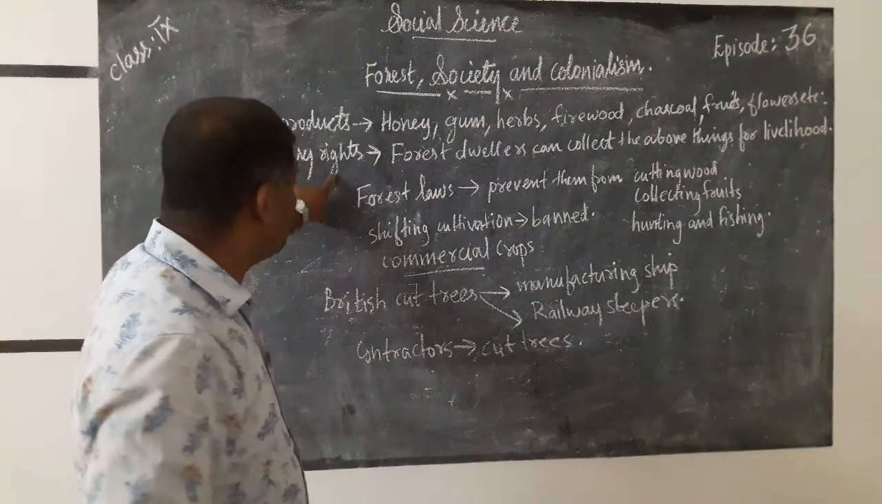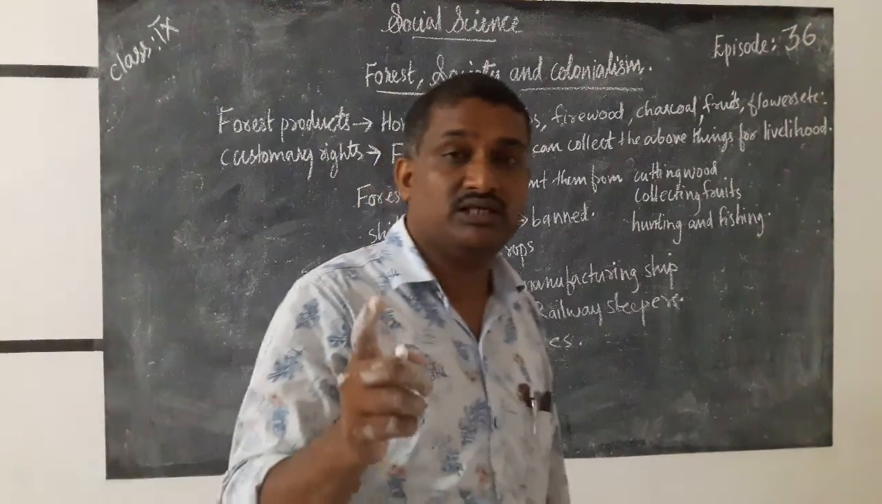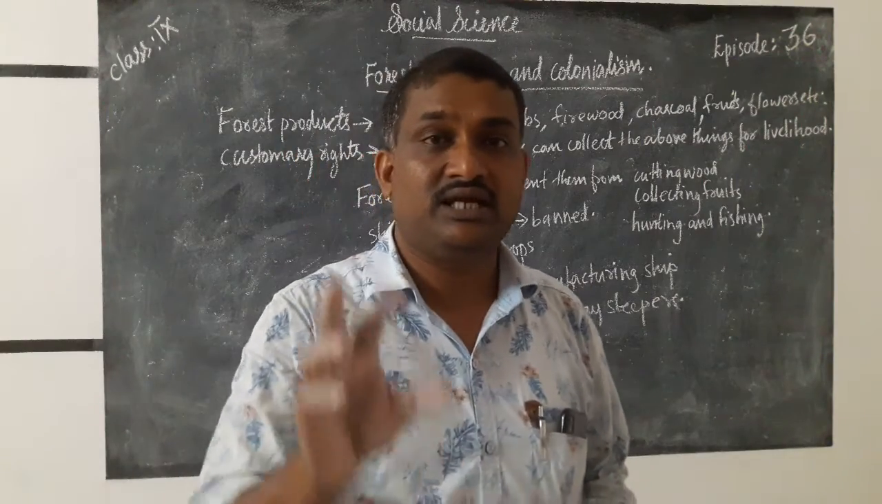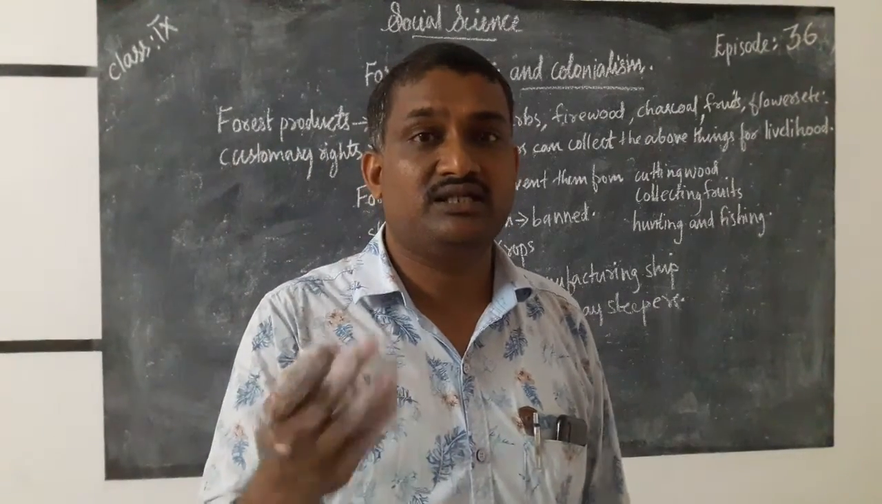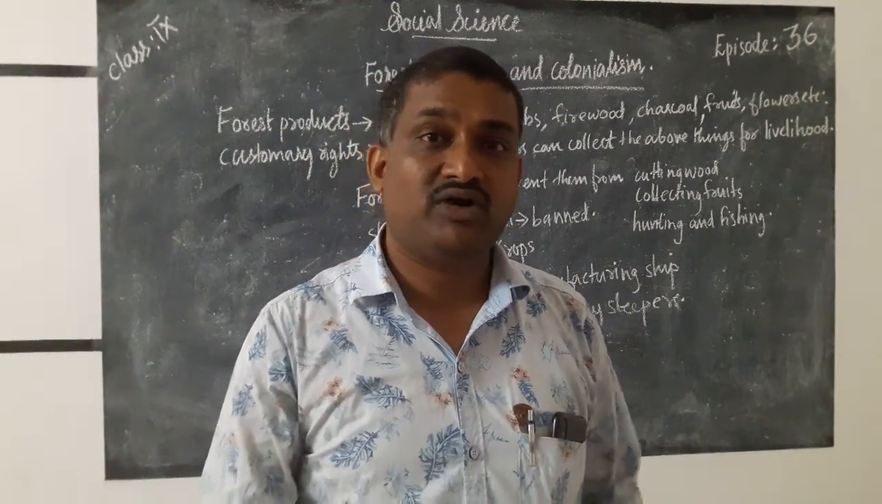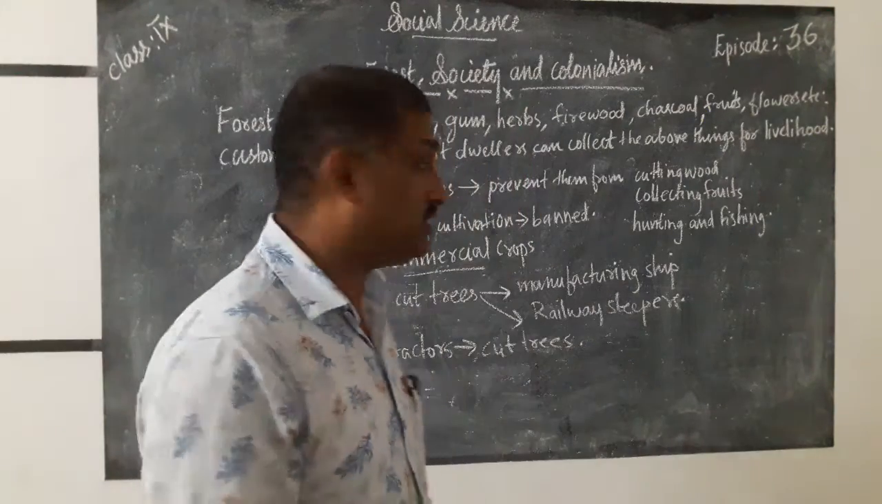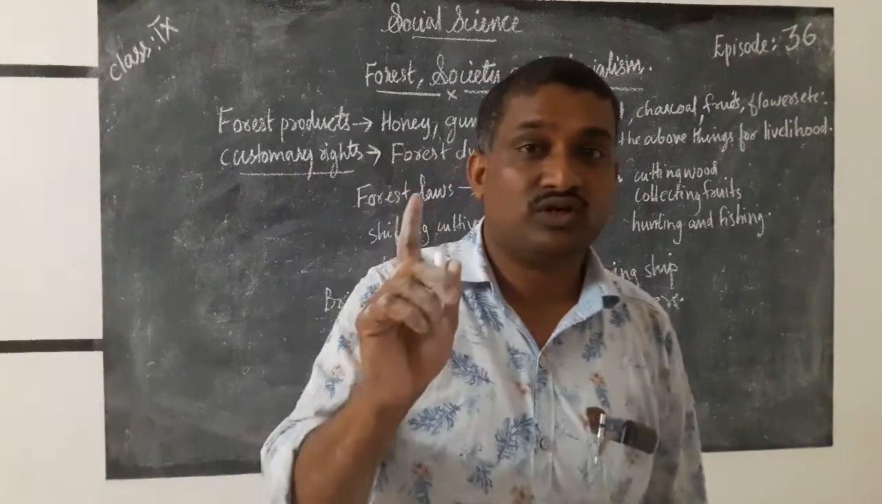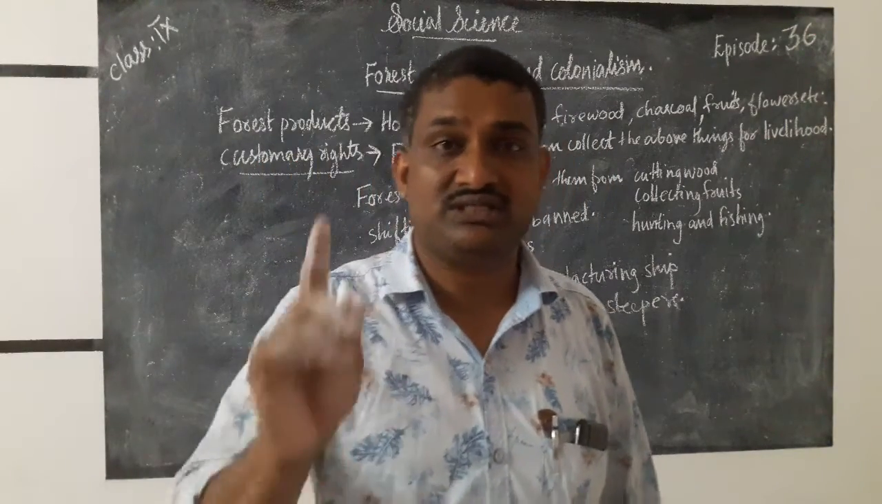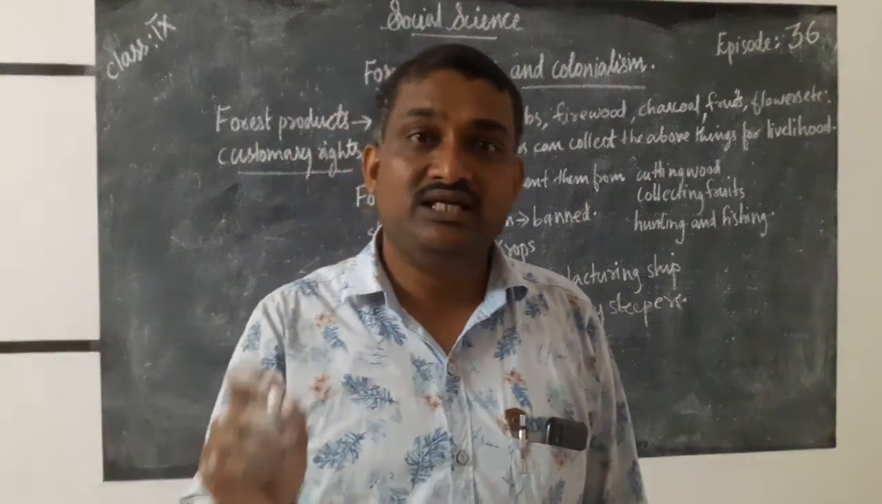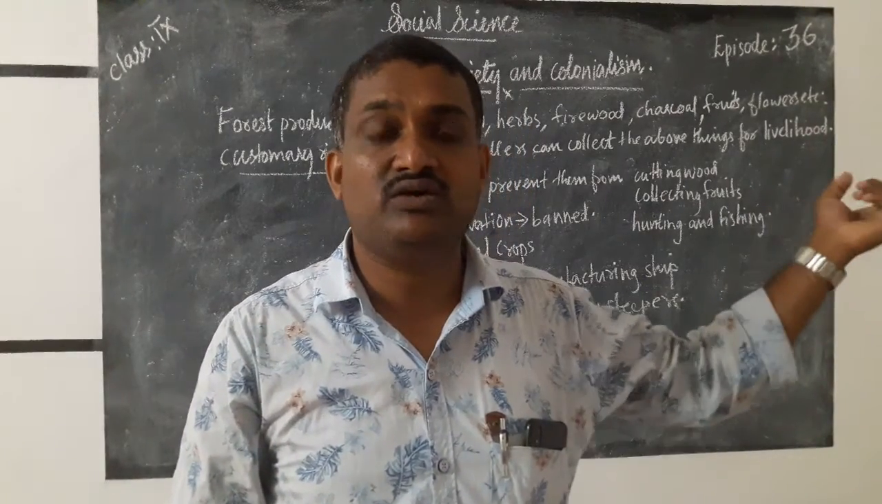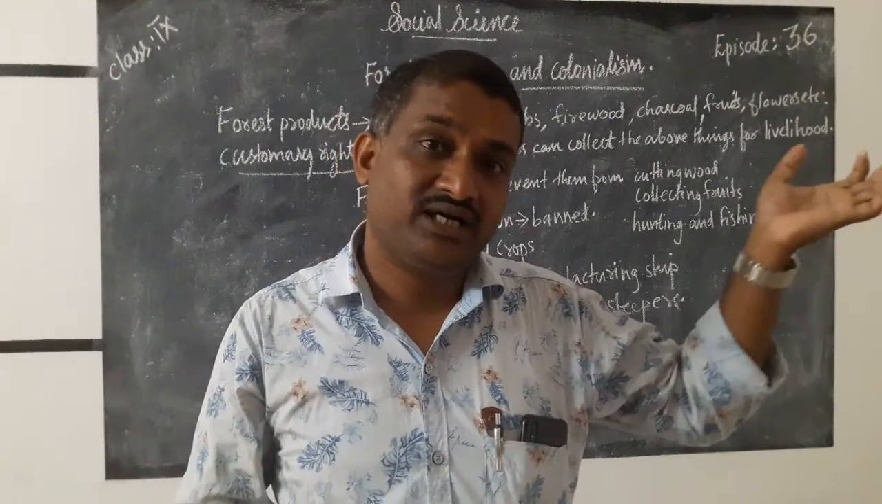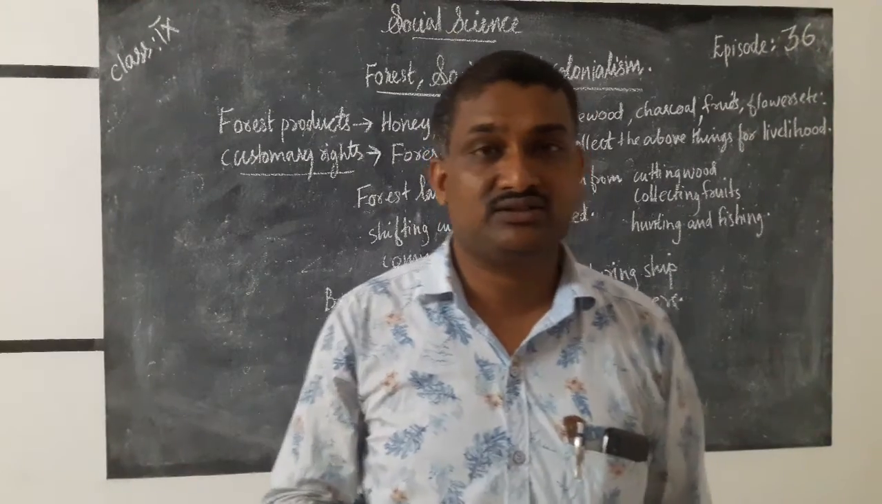So in earlier days they had customary rights. Earlier the kings gave customary rights. What is customary? Next we want to know what a customary right is. Customary right here means that the forest dwellers, or these tribals, or these Adivasi groups, who live depending on these forest products, had the right to collect these items.